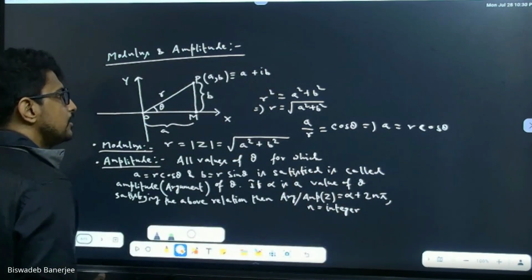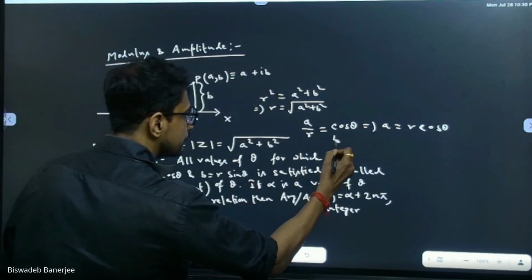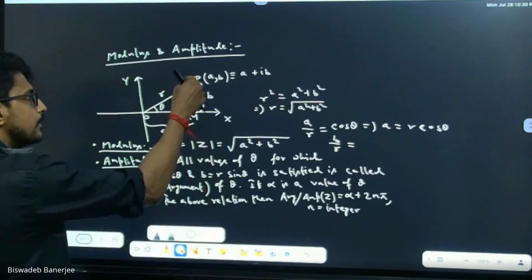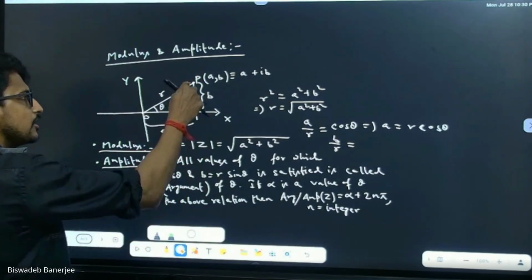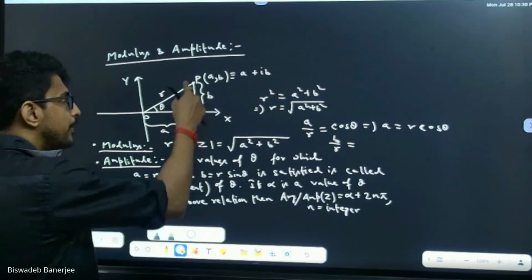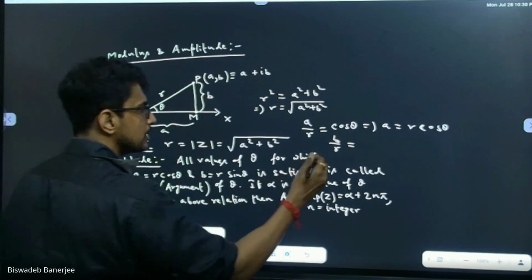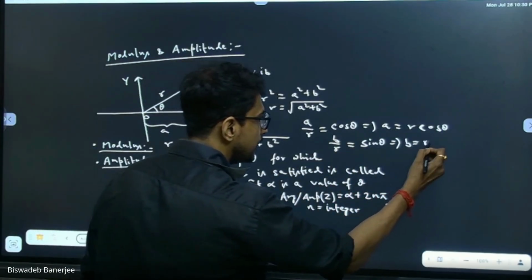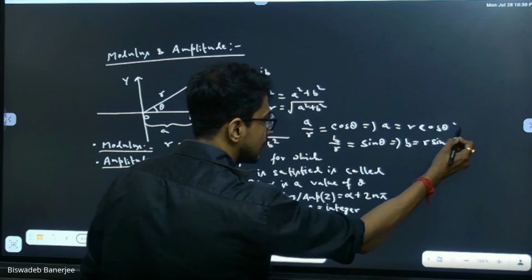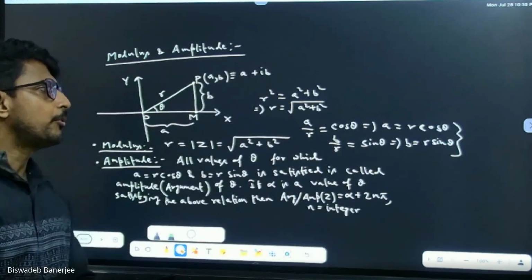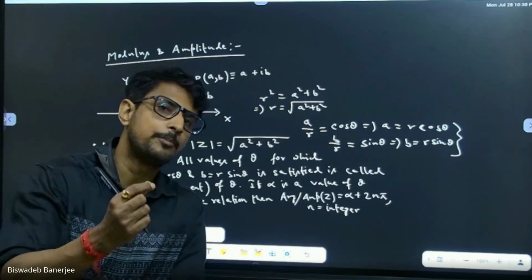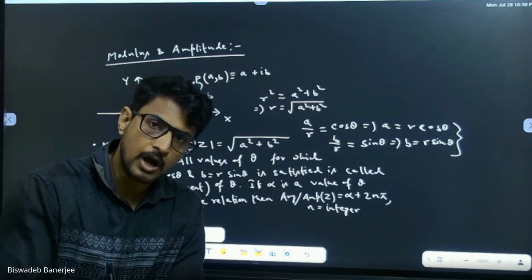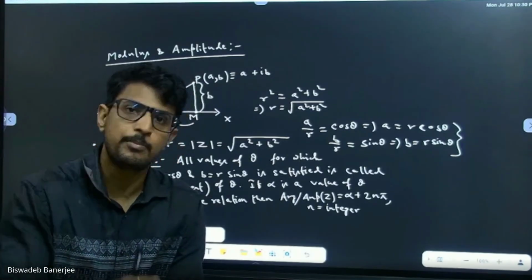Similarly, what is B by R? B is my perpendicular and R is my hypotenuse. So perpendicular by hypotenuse is called sine theta. That means my B is equal to R sine theta. So these are very, very important equations. This is called polar representation. This is a part of geometry.